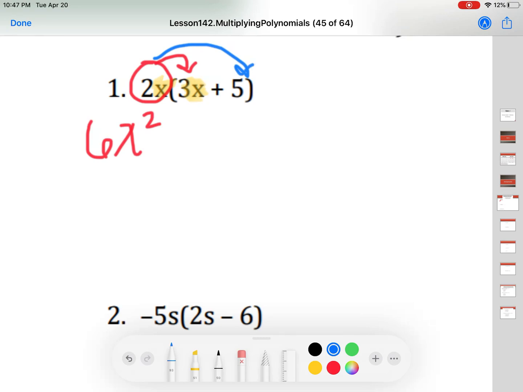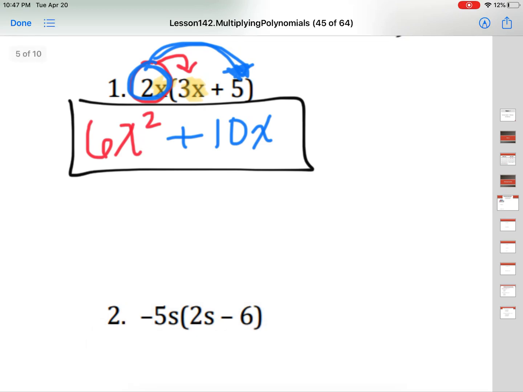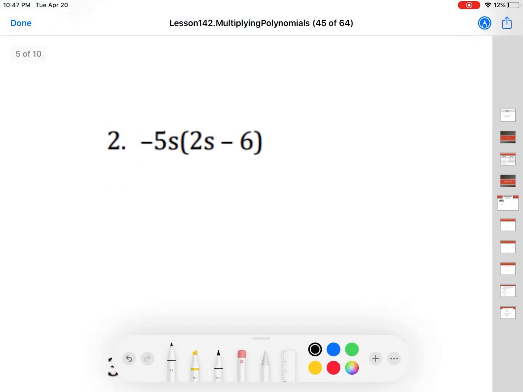Now I'm going to take the 2x and distribute it to the second term. 2 times 5 is a positive 10. There was an x with this 2, so when I distribute, we have an x. Super easy. So in example 1, I distribute the number in front of the parentheses. Let's try example 2. Same thing.